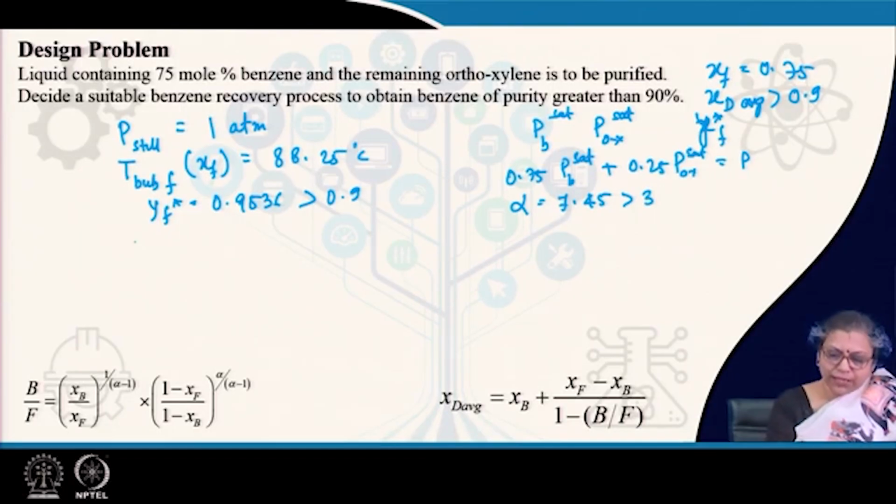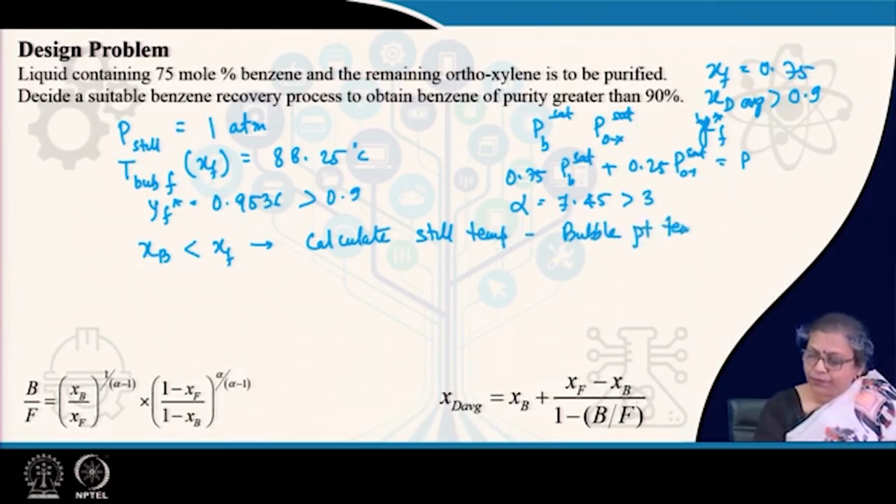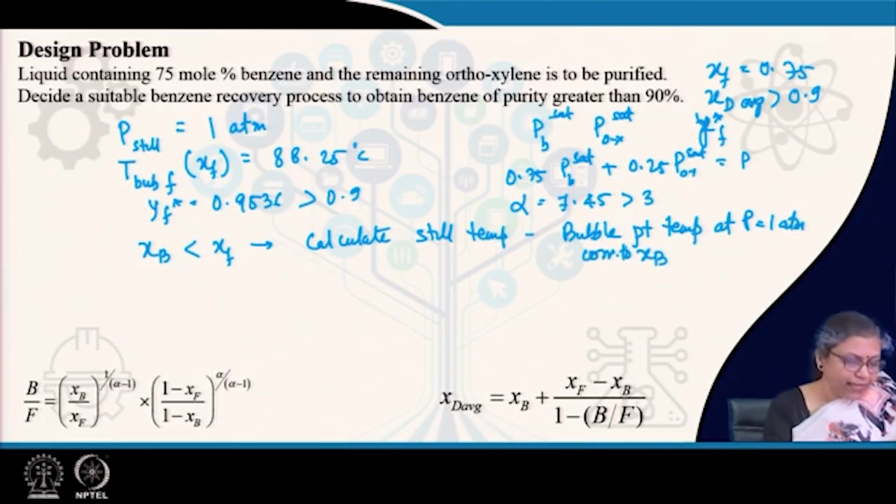How do we go about the calculation? Initially, we assume some particular xb, which is less than xf. Corresponding to that particular xb, we calculate the still temperature. What is the still temperature? It is the bubble point temperature at P equals 1 atmosphere corresponding to xb, right.